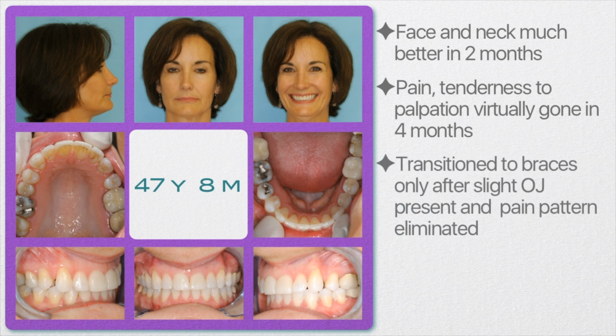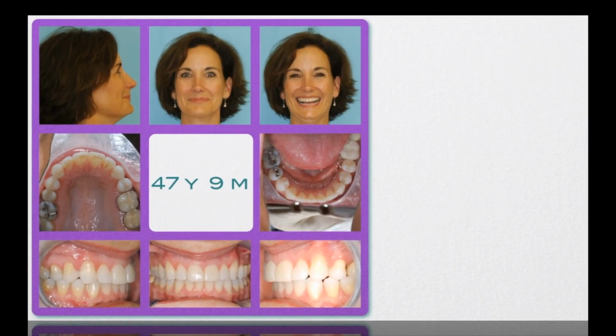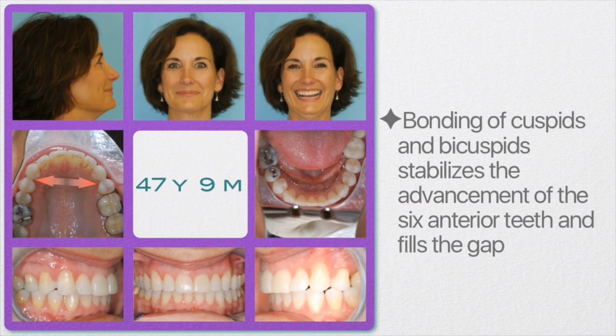We transitioned her into braces. This was all done, by the way, with removable appliances. We transitioned her into braces and did a better fine-tuning here, which left her with this final result with just that amount of space. That space was dealt with by bonding and over-contouring the 2 adjacent teeth, the cuspids and first bicuspids, and she's gone from missing work several days a month to running half marathons and being pain-free, being completely cured of her mandibular entrapment problem.